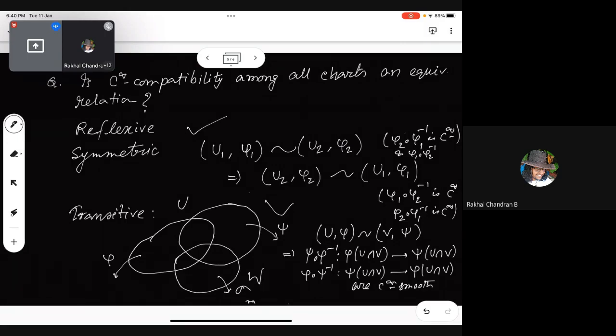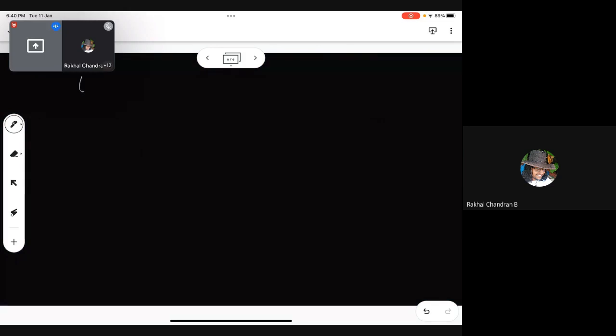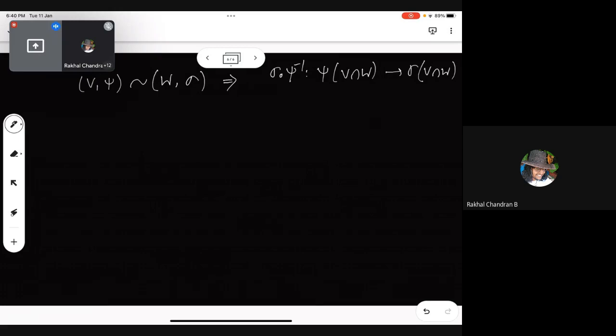Now this is given. This is the first one. And suppose V psi is compatible with W sigma, that means the following: sigma compose psi inverse from psi of V intersection W to sigma of V intersection W, and psi compose sigma inverse from sigma of V intersection W to psi of V intersection W are C infinity maps.